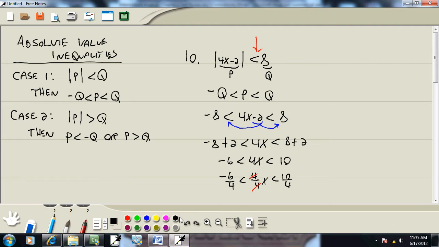And those 4's going to cancel there. And negative 6 fourths reduces, the top and bottom both divisible by 2, so it gives us negative 3 halves. And 10 fourths, top and bottom both divisible by 2, so it gives us 5 halves. And that's our answer.